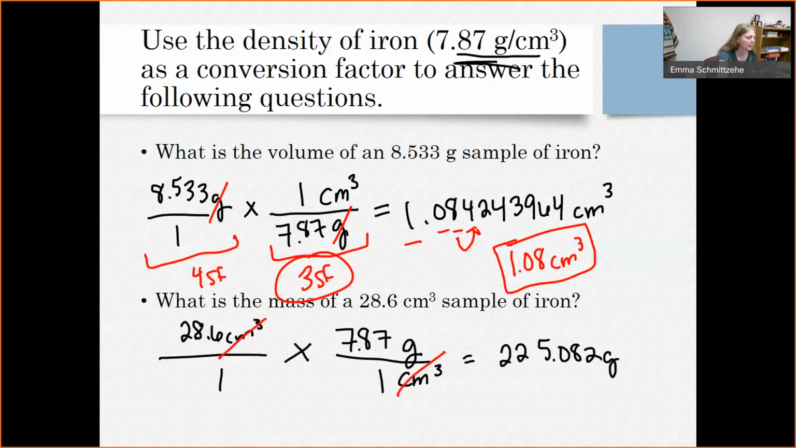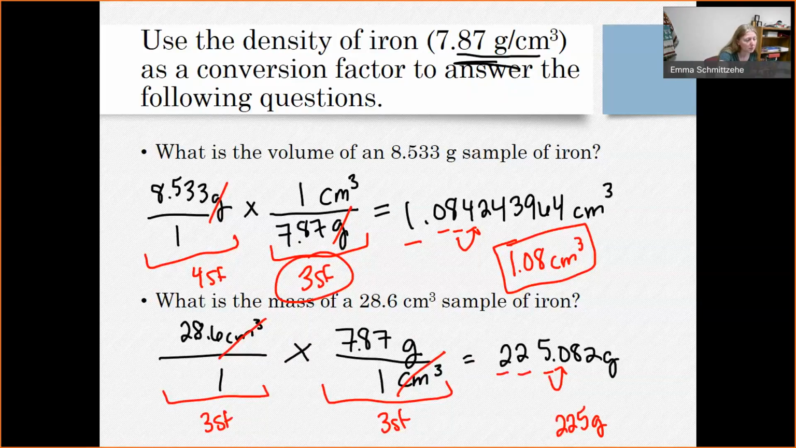But as I keep saying, the calculator doesn't know sig figs. Don't just give that as the answer. So pay attention to your calculation. You have 3 sig figs here, 3 sig figs here. And so 3 is your lowest. Both of them are 3 sig figs, so you round your answer to that. So the 2 and the 5, those are my 3 sig figs. Look to the right, I have 0, so it does not affect the answer. So I have 225 grams is what I would report so that it is to the appropriate number of significant figures.